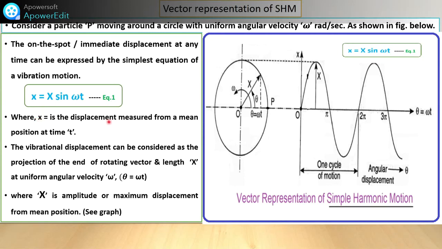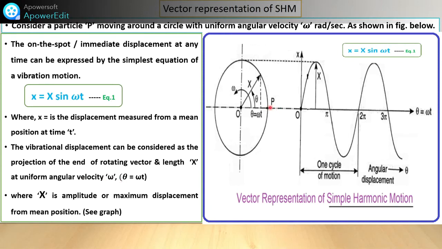Here in this equation, the small x is the displacement measured from the mean position at any time t. Suppose at any time t, the displacement is how much? It is moving like this. At any time t, we can find out. How to find out? That we will study. So vibrational displacement can be considered as the projection of the end of the rotating vector of length x, rotating at a uniform angular velocity omega.